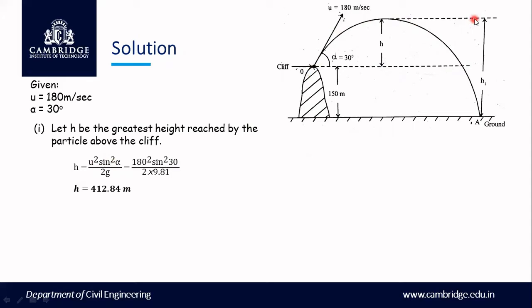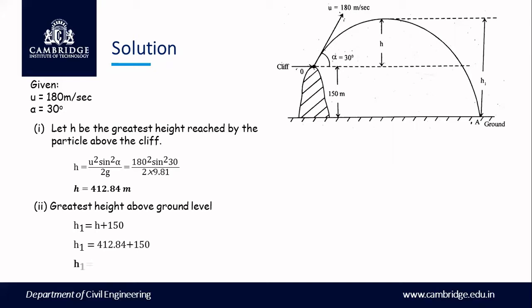Next one we have to find is the maximum height above the ground. That is h1. We will get it when we add 150 plus h. See here, greatest height above the ground level, that is h1, is equal to h plus 150. h we have already known. Substitute, you will get h1 is equal to 562.84 meters. Simple. Two things are done.